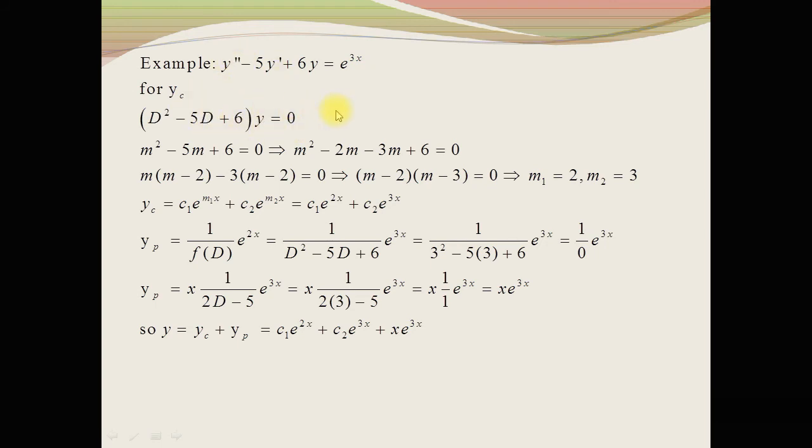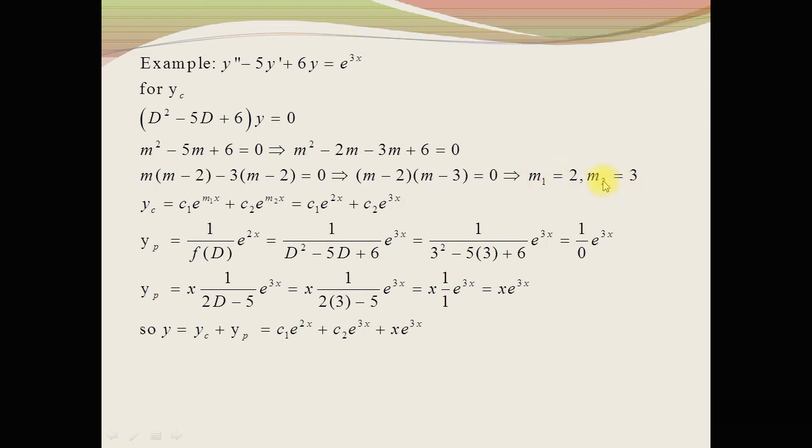So y is equal to 0 is the trivial solution for this homogeneous part, and for the non-trivial solution of this homogeneous part, we take the auxiliary equation m square minus 5m plus 6 is equal to 0. Now by sum and product factorization, m square minus 2m minus 3m plus 6 is equal to 0. Taking common m from these two terms, m into (m minus 2), and taking common minus 3 from these two terms, minus 3 into (m minus 2) is equal to 0. And this expression can be written as (m minus 2) into (m minus 3) is equal to 0. So m1 is equal to 2 and m2 is equal to 3.